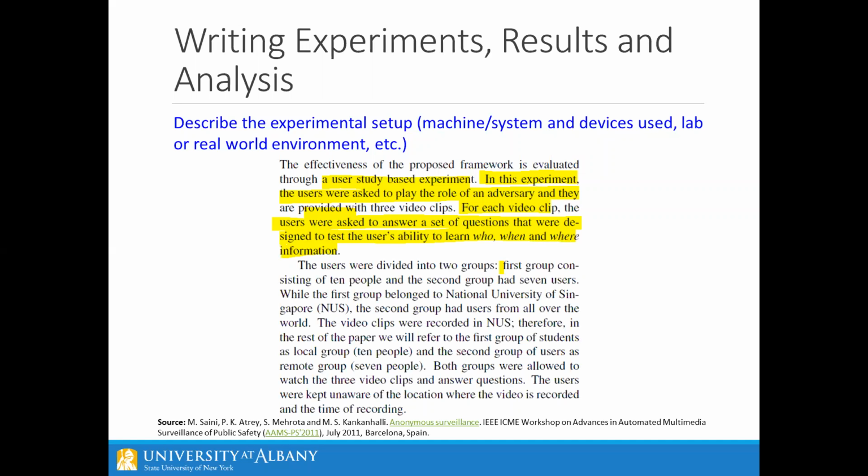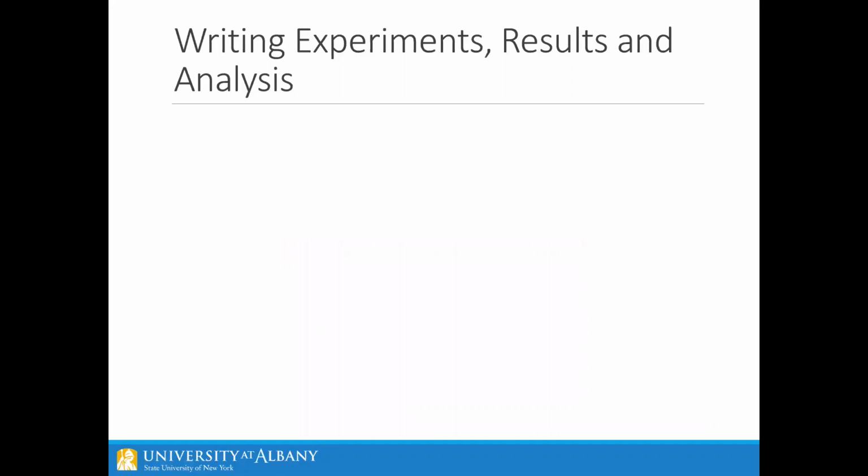One example of writing this is: the effectiveness of the proposed framework is evaluated through a user study based experiment, and a user study you could be doing in your case as well. In this experiment, users were asked to play the role of an adversary, and they were asked to answer a set of questions and so on. So basically the environment in which you are doing this experiment should be explicitly mentioned. The experimental setup should be explicitly mentioned.